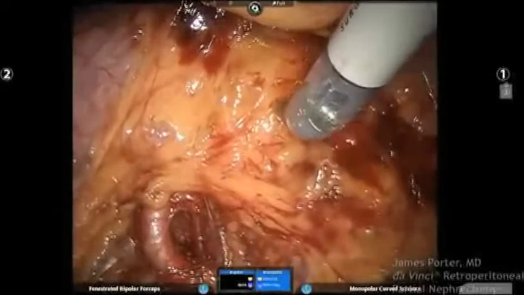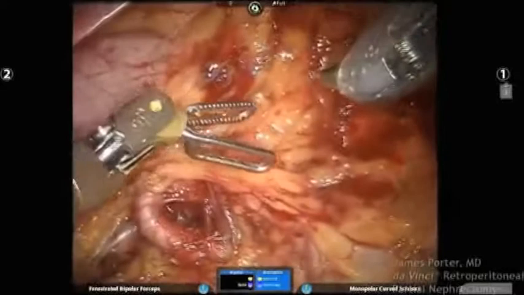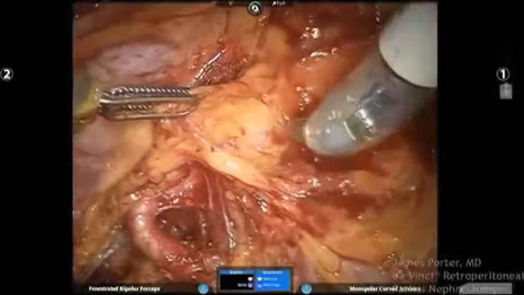Nance, go ahead and come back in. So she's going to hold up for me, and I'm just going to come in here, pull this fat away. I'm going to go real slow here. There's no point in hurrying on the hilum.